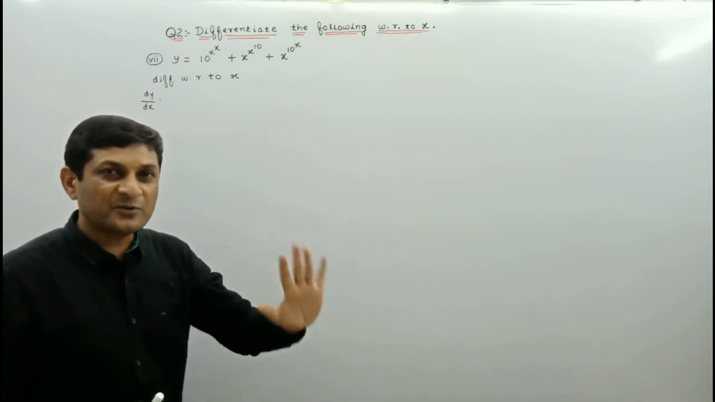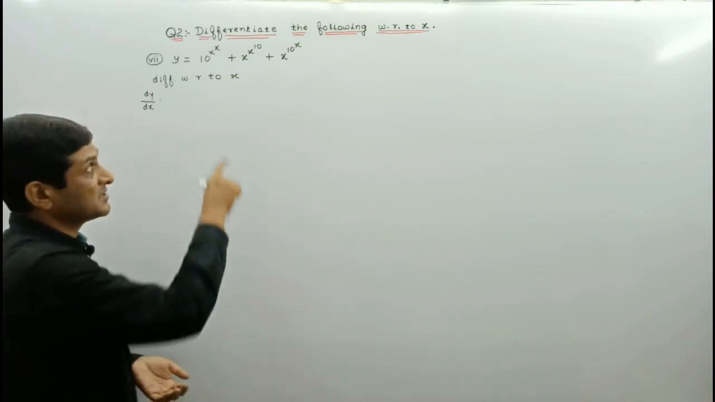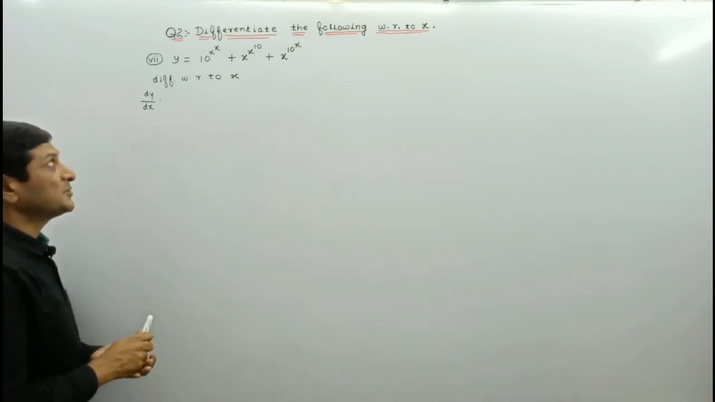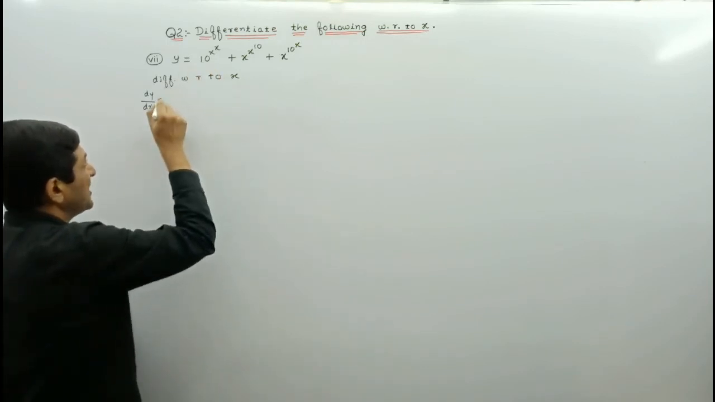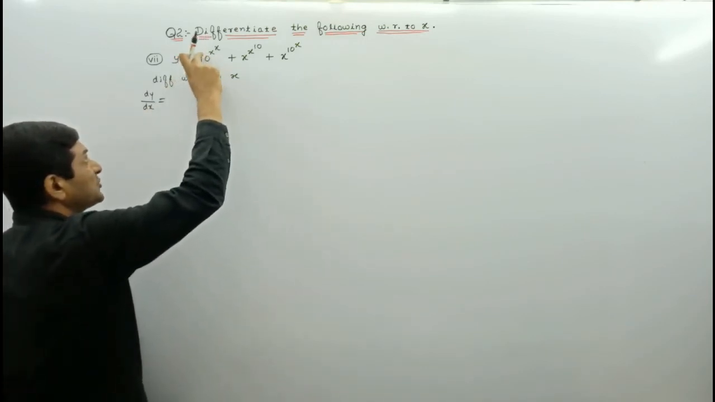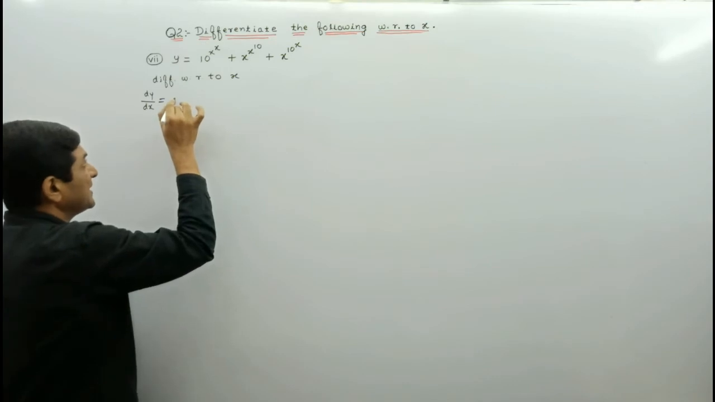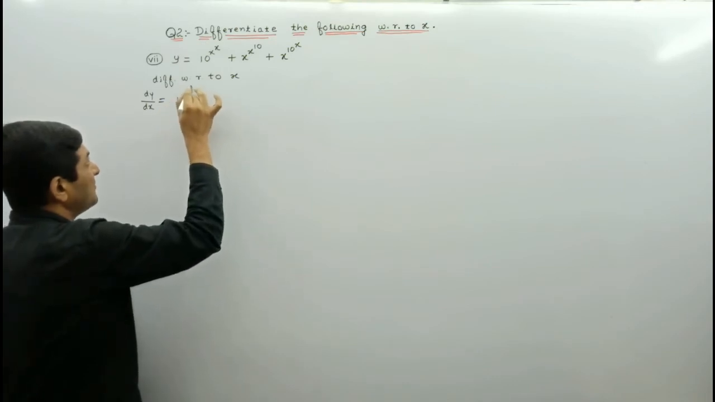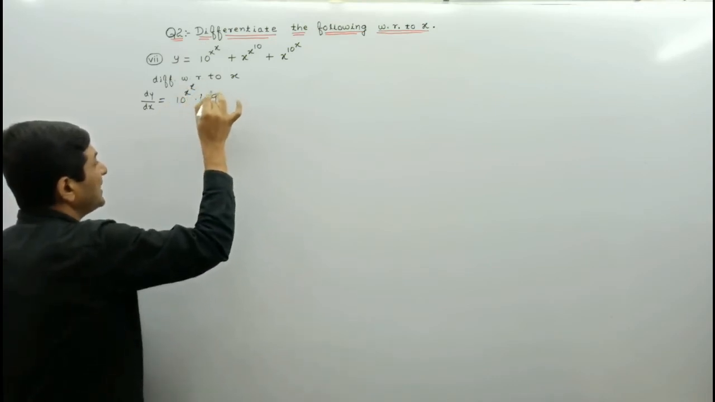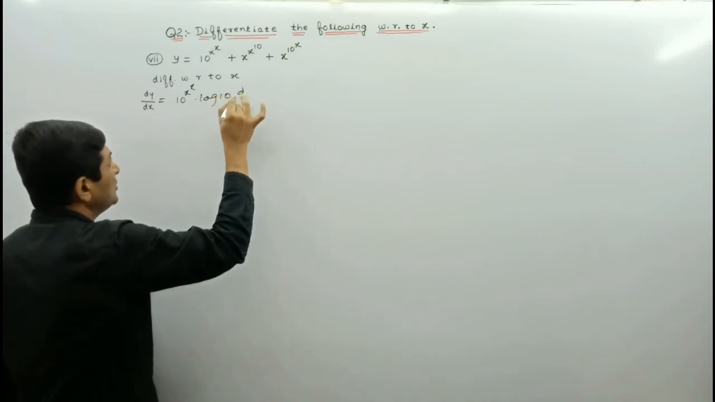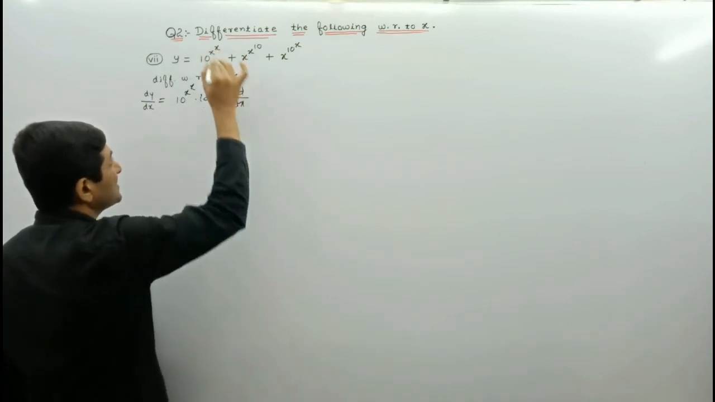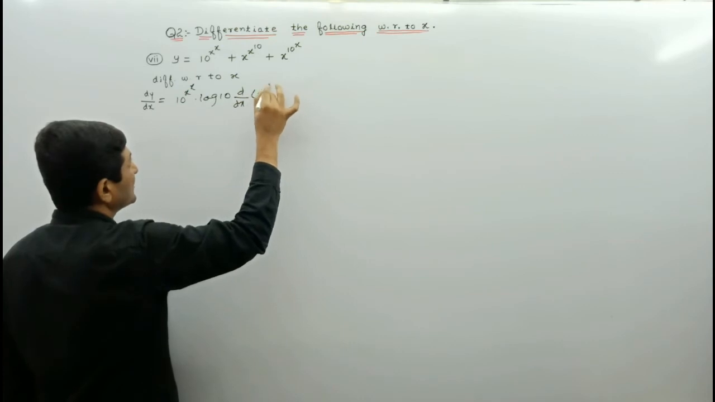Means we have to find out the separate derivative of all the terms, since the terms are connected by what? Plus. So here the derivative of the first term we are finding, which is in the form of a raised to power f of x. So its derivative is a raised to power f of x into log a. What is a here? 10, into the derivative of f of x. What is f of x here? x raised to power x, plus.